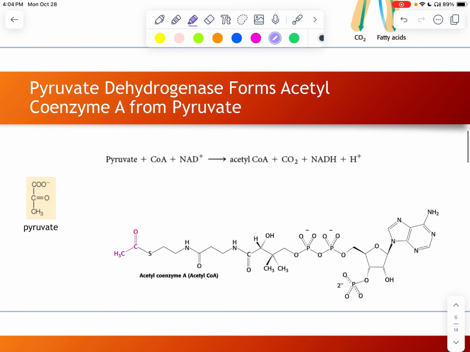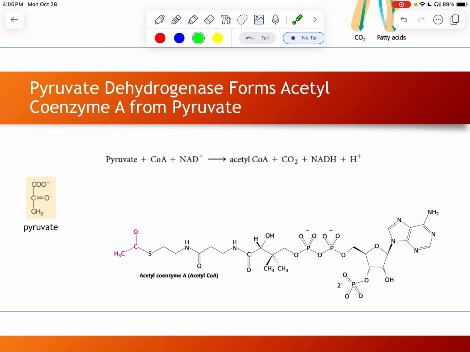So let's take a look at this. Here we have our reaction. So pyruvate is going to react with this coenzyme A and NAD+. We're going to get our product, acetyl-CoA, plus we'll produce some waste carbon dioxide. We'll have this NADH and H+.